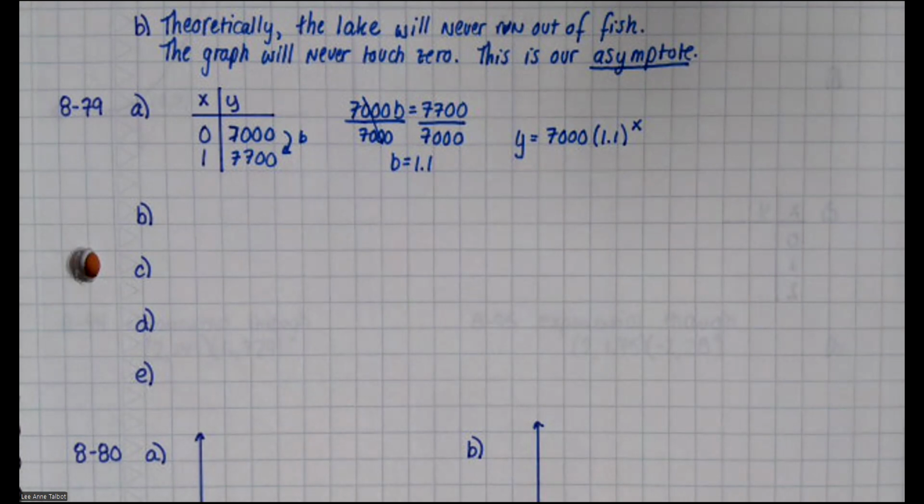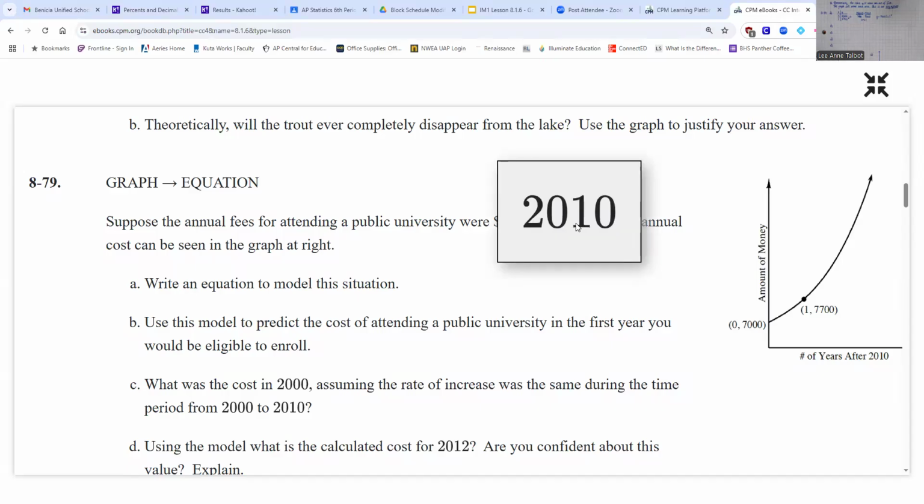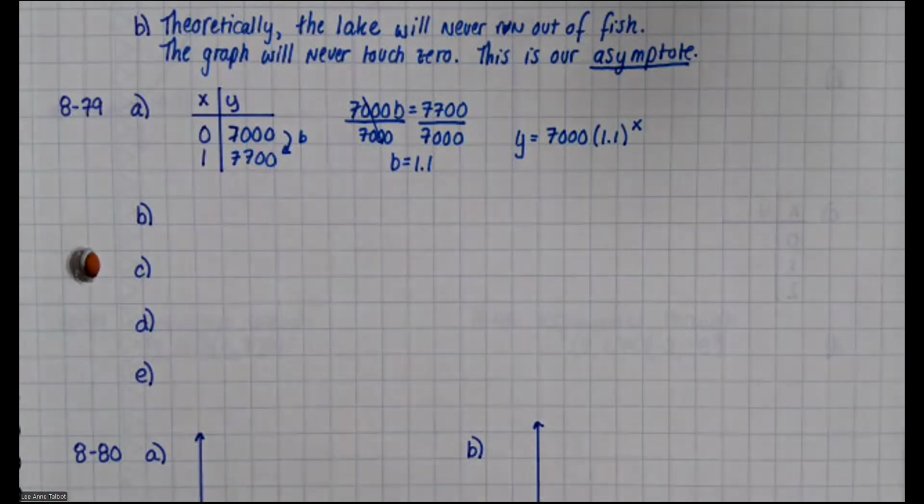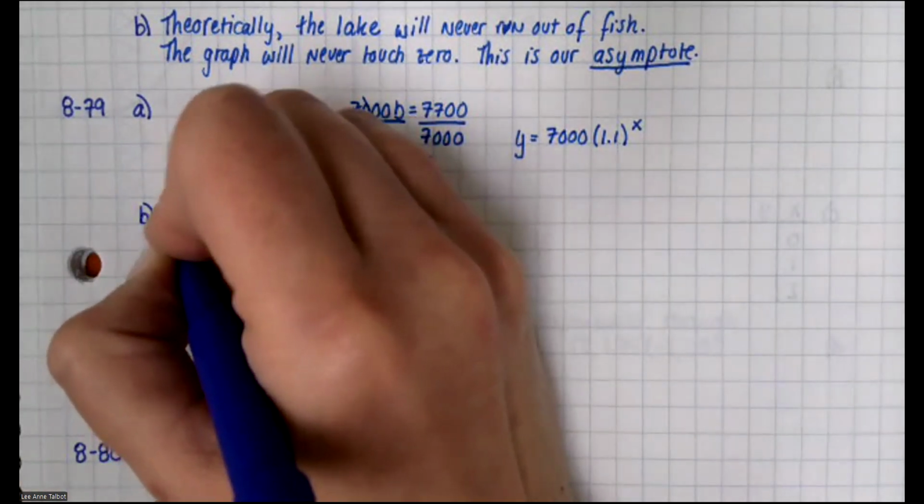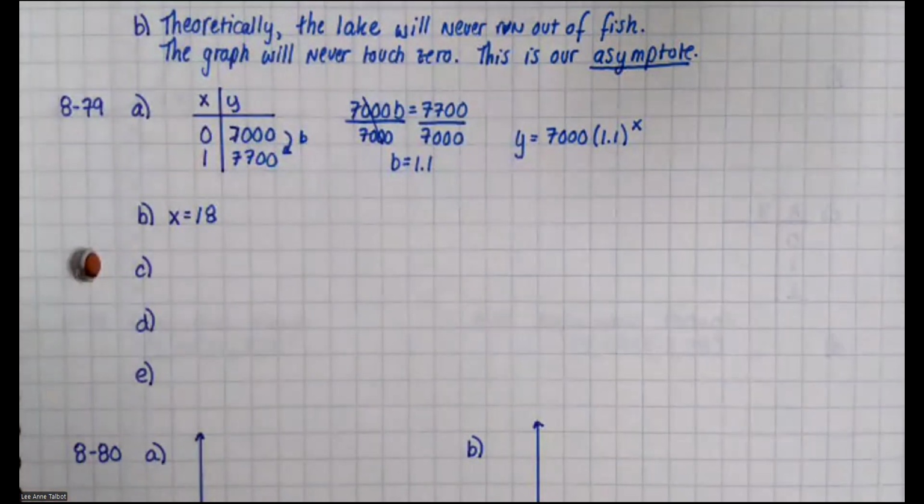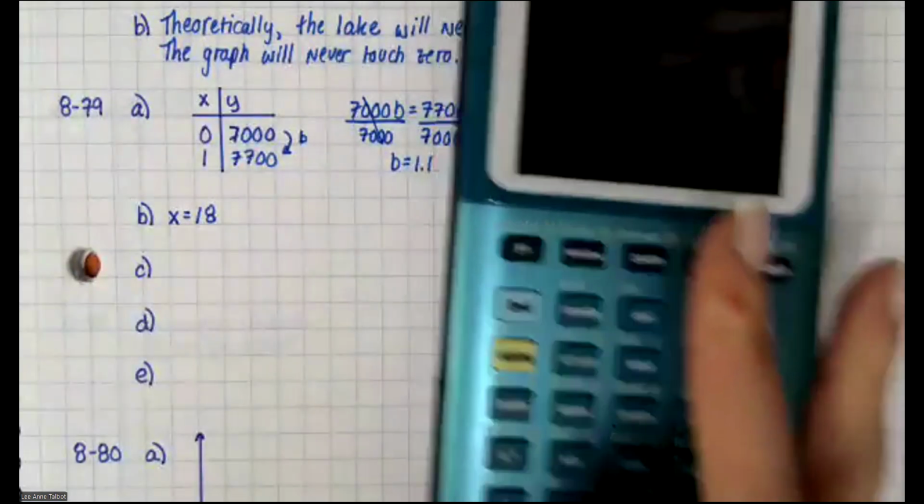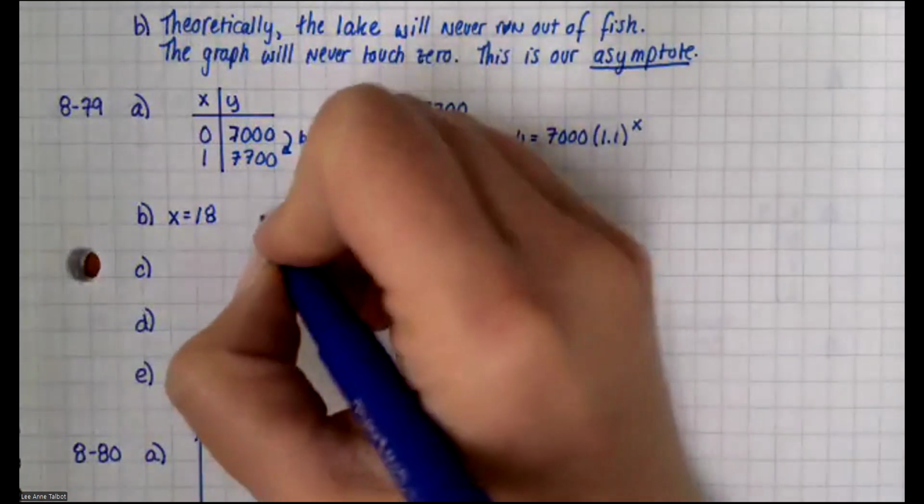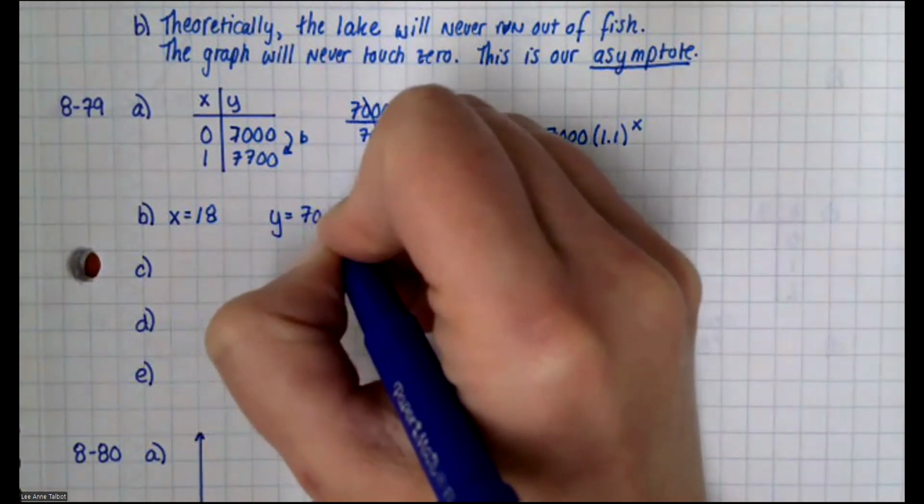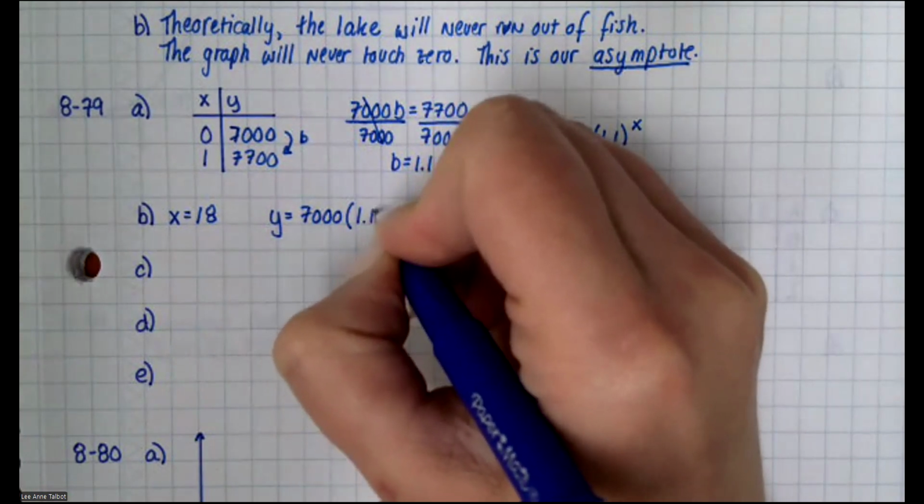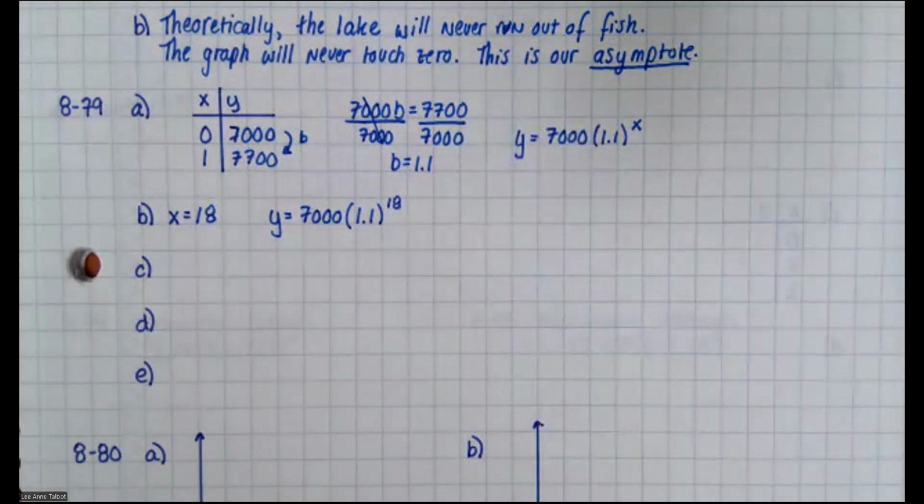Okay, now my next question is, what year will you guys go to college? 2028. Okay, so how many years after 2010 is that? 18 years. Okay, so we're gonna plug 18 in. And this is a really great practice for you guys. If you're asking me how to do an exponent on the calculator, this is a great time to practice that. So y equals 7,000 times 1.1 to the 18th power.